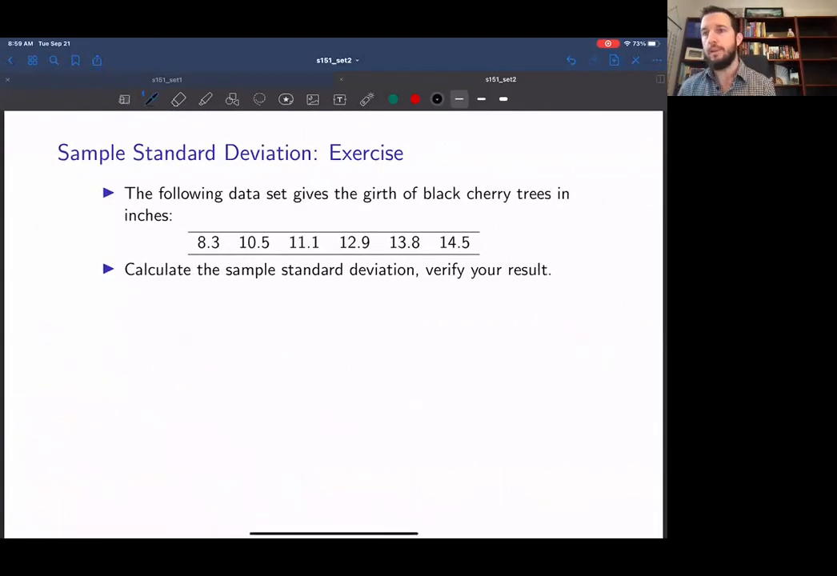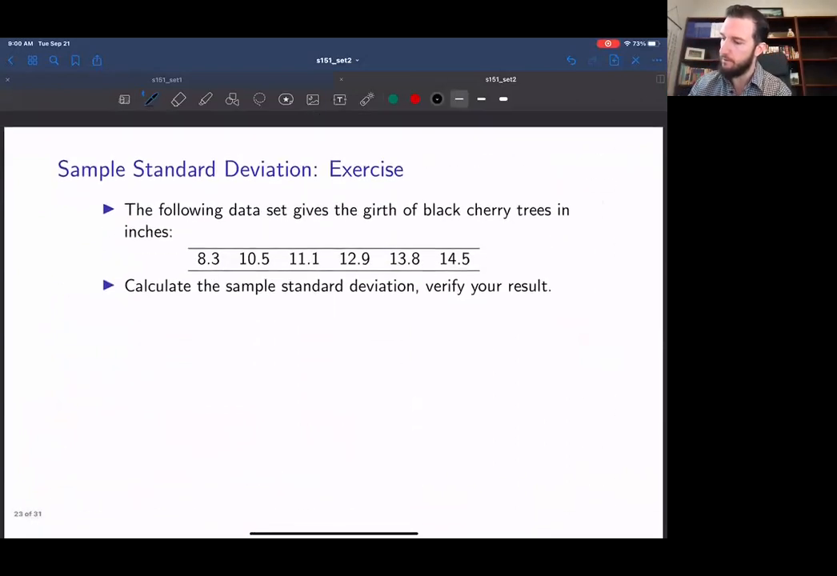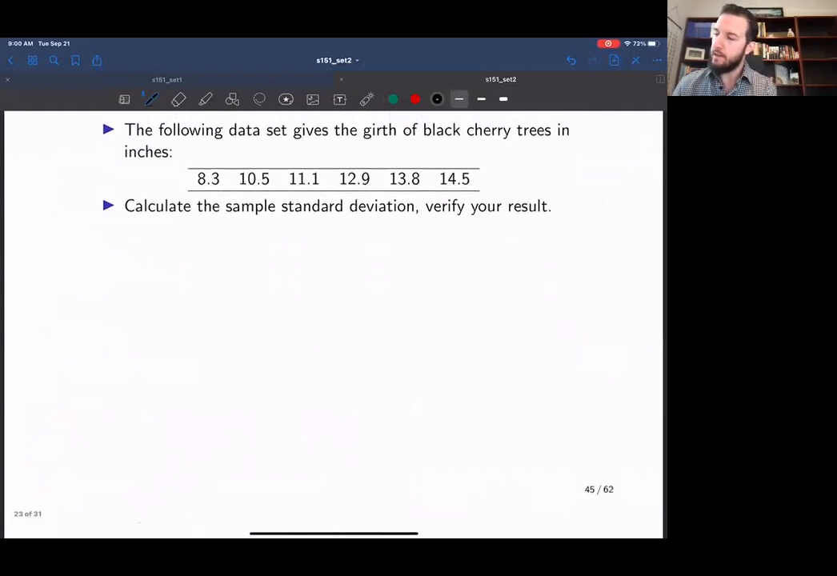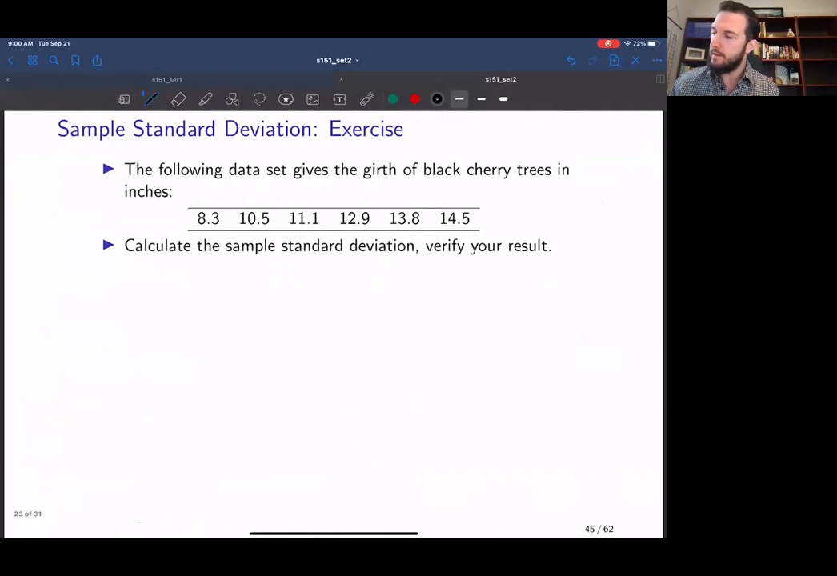Okay, so let's work through an example of using both the defining formula and the computing formula. All right, give myself lots of room. Okay, so we have the following data set, which gives the girth of black cherry trees in inches.